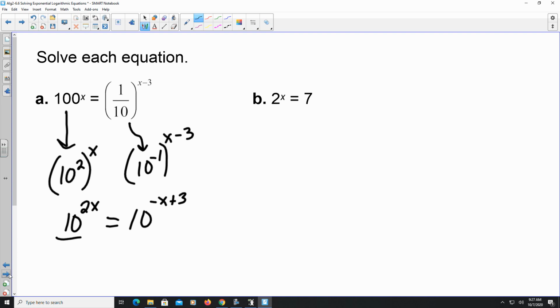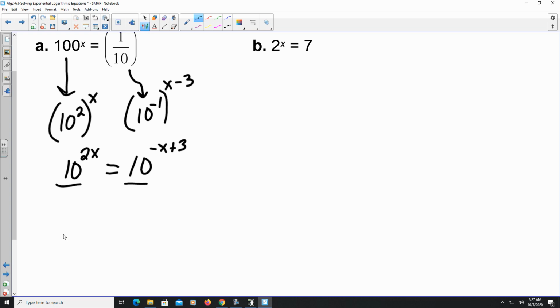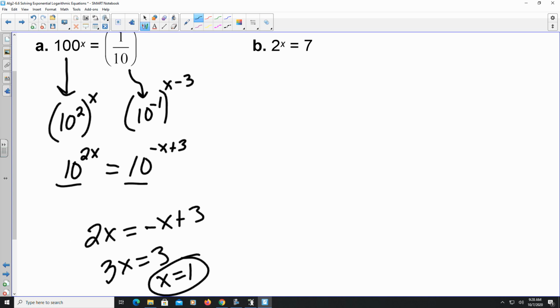Now I have the same base values of 10. Now that I have the same base values of 10, essentially I can forget about those bases and just look at the exponents and say this is going to be 2x equals negative x plus 3. Looking at this, I add x to both sides, so I got 3x is equal to 3. Divide both sides by 3. x is going to equal 1.